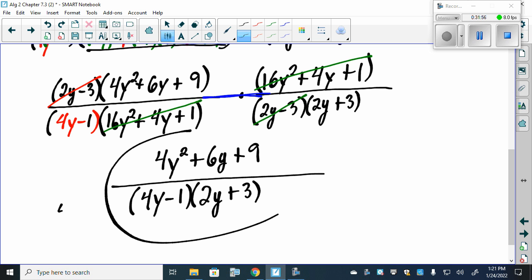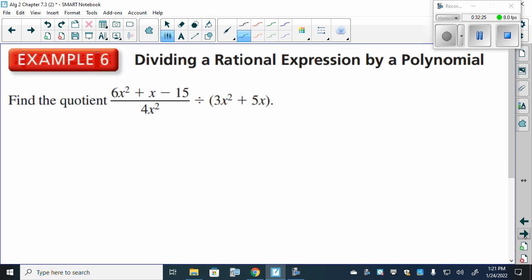Now this is as simplified as it gets, because there's no way to simplify top and bottom, because the 4y squared, 6y, and 9 are all stuck together as a single group, and the 4y minus 1 and 2y plus 3 are stuck together as their groups. And that's it. That's all we have to do for this here. Any questions on these here? Now, I do know that there's more example problems on there, but I want to look at one last one, and then we are done for today. And we are done with 7.32.